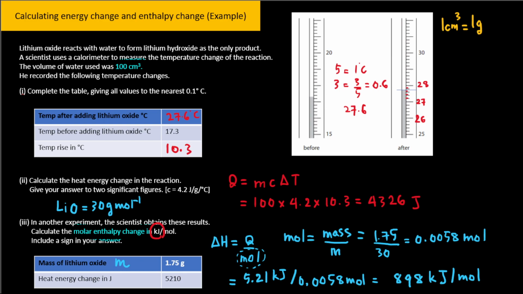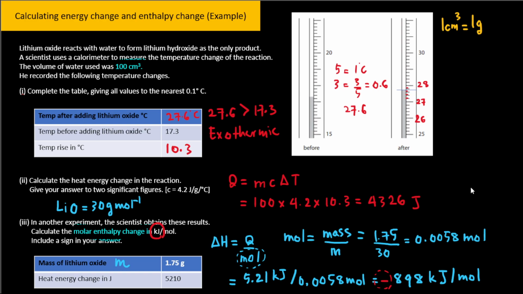But since the question is asking you to include a sign in your answer, your sign should be negative. Why? Your final temperature is greater than your initial temperature. Your final temperature is 27.6, which is higher than your initial temperature 17.3, which means that this reaction is exothermic. And that's why you need to put the negative sign here.